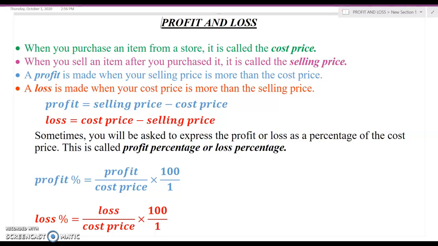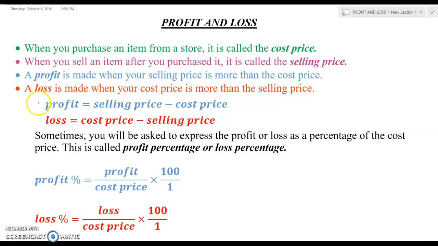So that's a profit. And in red now, a loss is made when your cost price is more than the selling price. So let's say now I buy a car. Let's just say I pay $10,000 for the car, right? And now I decide to sell the car and I sell it for $7,000. So I'm actually making a loss because I am selling it for less money than what I paid for it, right?